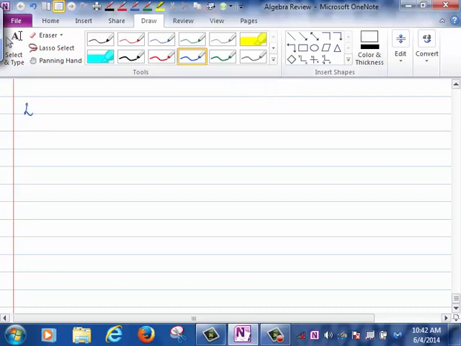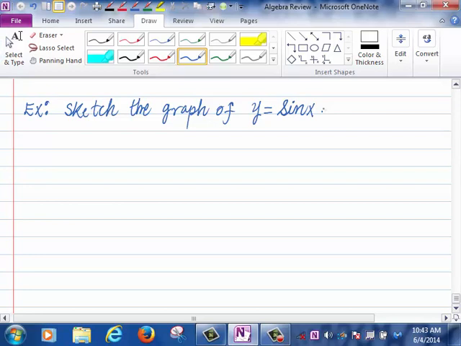So let me say, example: sketch the graph of the sine function. Now, the sine function is periodic with period 2 pi, right? Because recall the following: sine of theta plus 2 pi, or minus 2 pi, is the same as sine theta. So this is why we say the sine is periodic with period 2 pi.